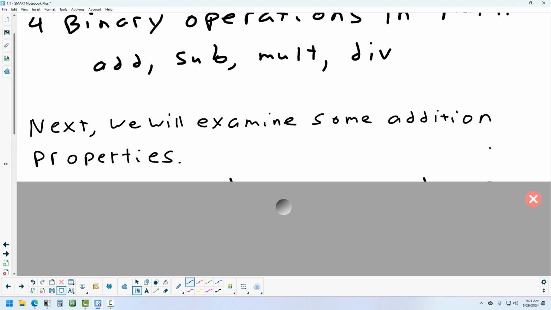So we're going to look at some different properties for addition. Some you might remember, some you might not. And a lot of these properties also apply to multiplication. Okay, but we're going to look at them for addition, and for the multiplication ones, I'm going to refer you to a page in the book.